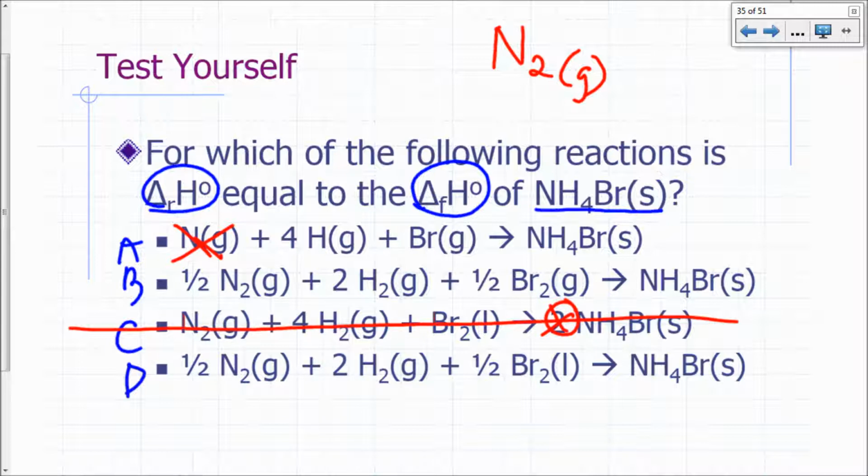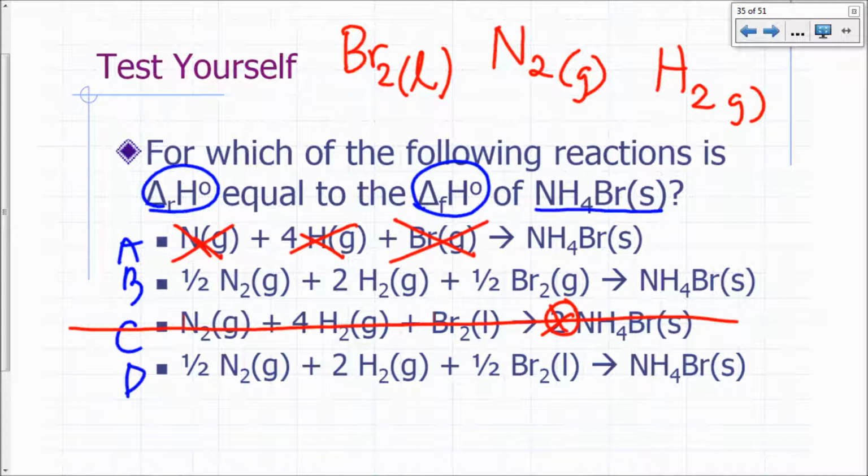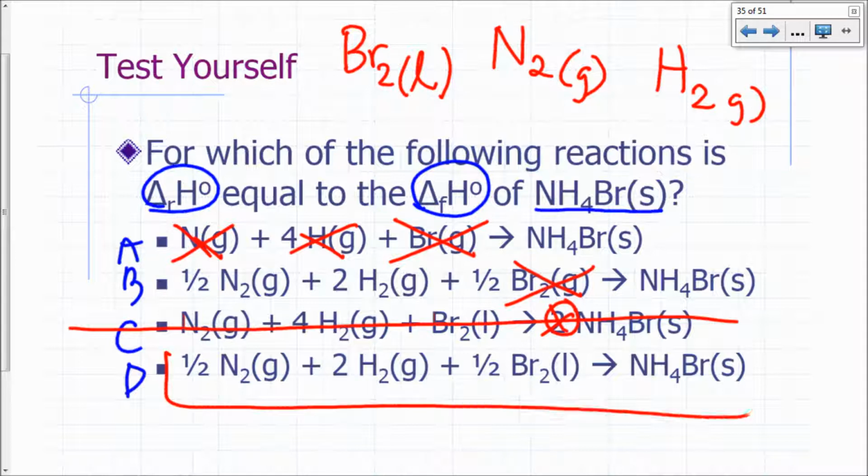What's the most stable form of hydrogen as an element? The standard state of hydrogen is H2 gas. So this one is wrong. What's the most stable form of bromine? Br2 is also diatomic, but it's a liquid. So this one is wrong, and this one is wrong, that's Br2 gas. And so, what's the correct answer here? D. And let's just make sure it's correctly balanced.